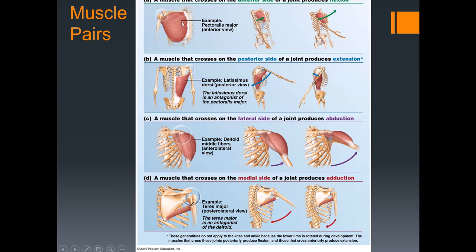Great example here is the pectoralis major. That's going to cause arm flexion because it's on the front of the body. The latissimus dorsi here on the posterior side is then going to cause extension of the arm at the shoulder joint. A muscle that is on the lateral side of a joint typically causes abduction of that joint. That's what you see the deltoid here doing. And a muscle that is on the medial side of a joint, like the teres major here, is then going to cause adduction of that joint.